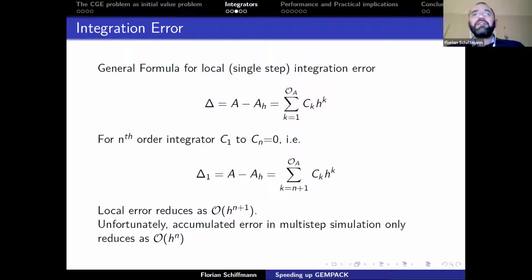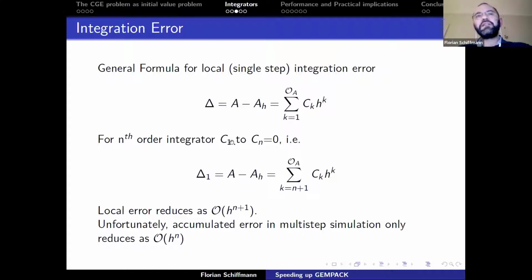Generally, the integration error for any explicit integrator can be simply given as a series of the form k equals 1 to the order of the equation we want to solve, but could be infinity as well. A constant for each order times the step size to the power of k. That is just the way it is. And the Runge-Kutta methods try to reduce the first non-zero c_k as much as possible.